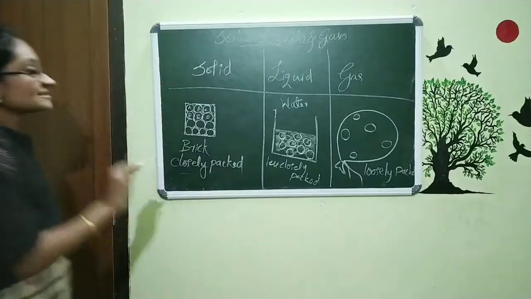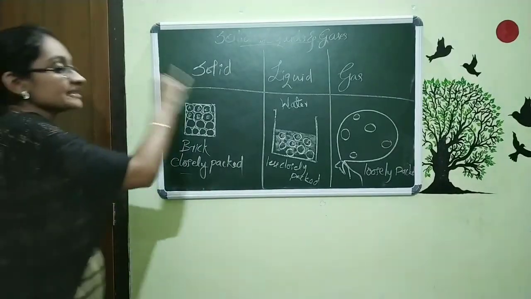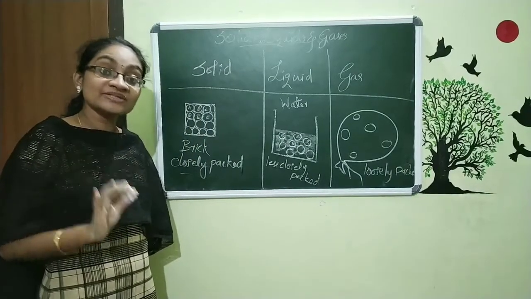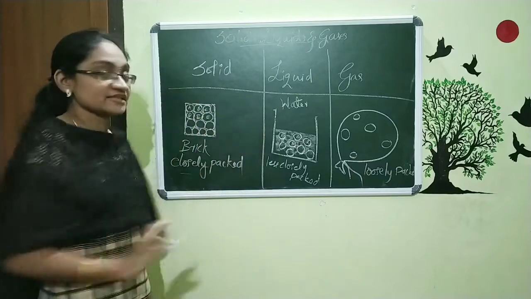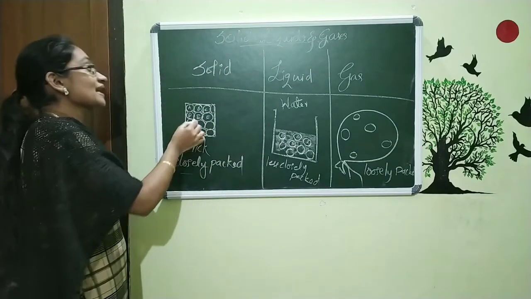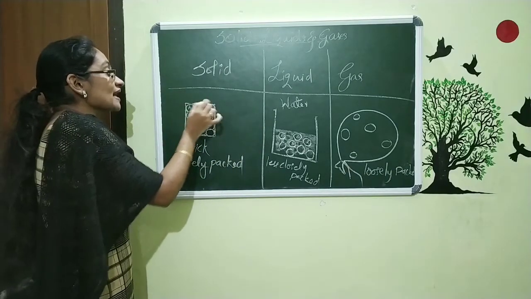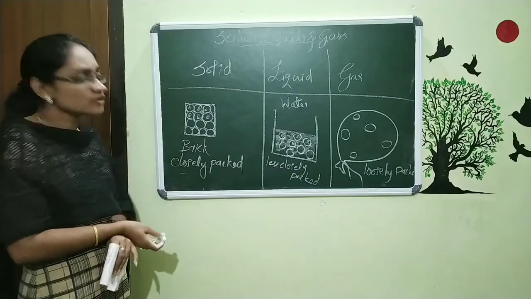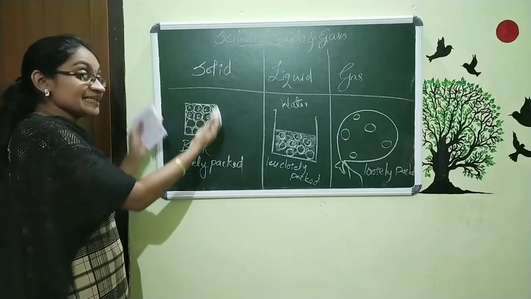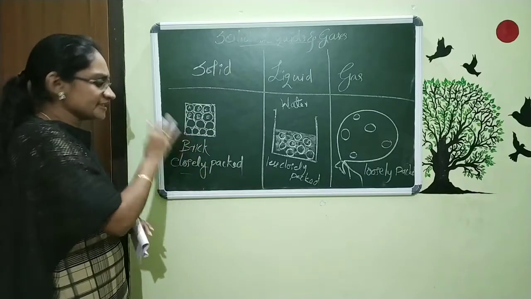So, this is the first point about the solid, liquid and gas. That is the molecular arrangement within the solid, liquid and gas. When we are looking at this, you can understand that for the solid, the molecular arrangement or the packing is very closely packed, or the molecules are tightly bound. We can say like that, tightly bound.